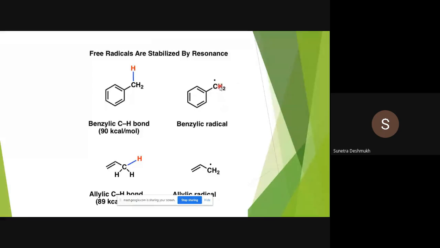And this one is in conjugation with this aromatic sextet ring. So that's why this is more stable. Next, in the allylic CH bond also, which CH bond do we have to break? So here is one CH bond, the CH bond from the methyl group, not the methylene group. This is the ethylene group, carbon-carbon double bond CH.